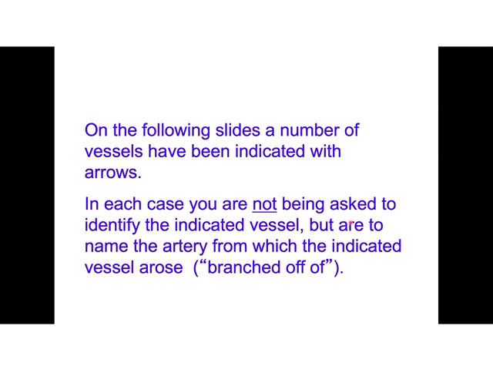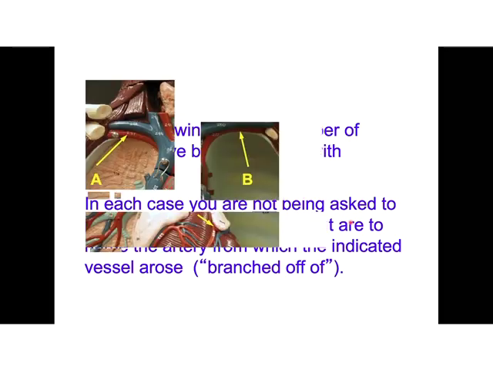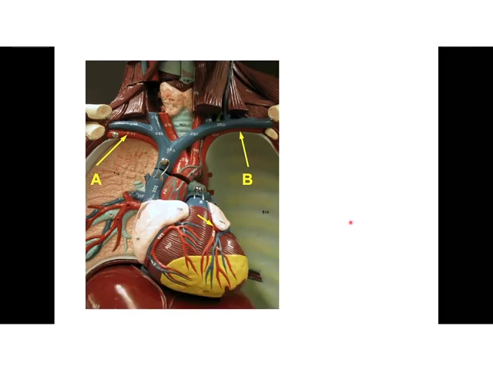All right, so the next set of questions is asking you not to identify the vessel being pointed to, but to identify the artery that the vessel came from, okay? So these questions get a little bit tricky. So the way I approach these is I identify the vessel pointed at first, and then I go backwards and identify the feeder, okay? So A is the right subclavian.